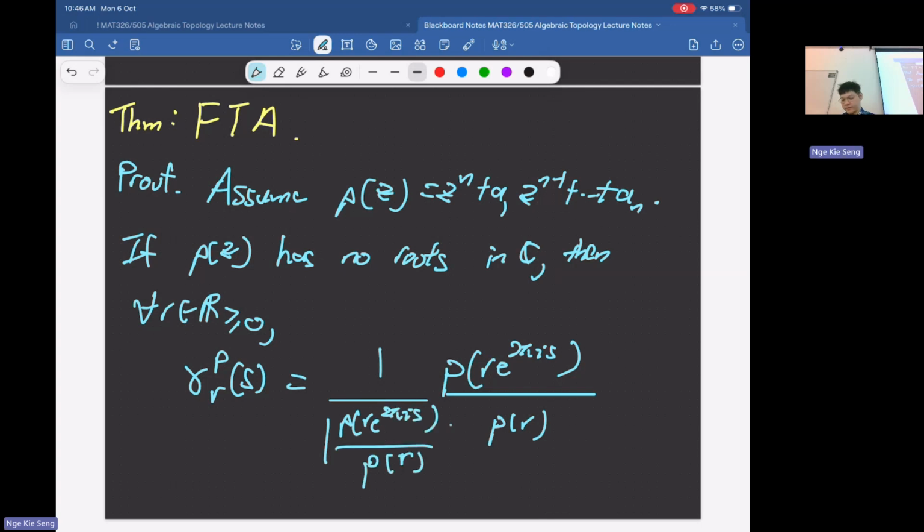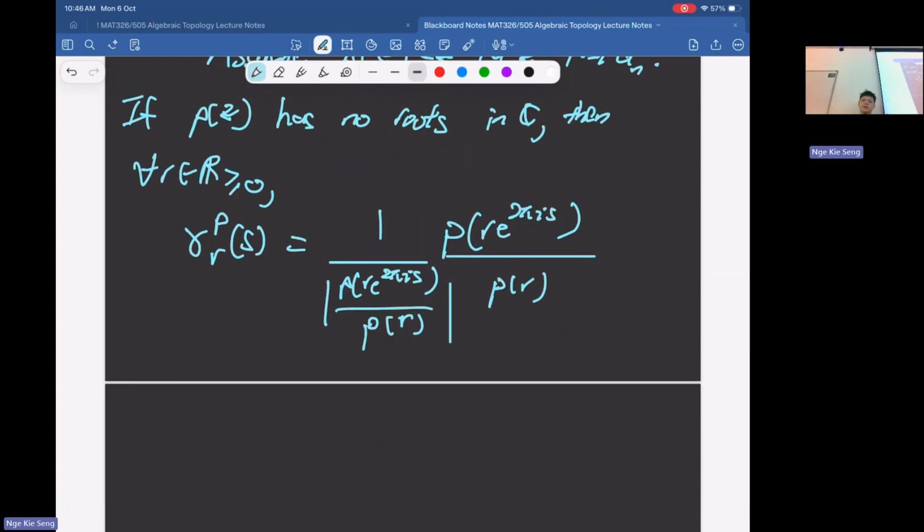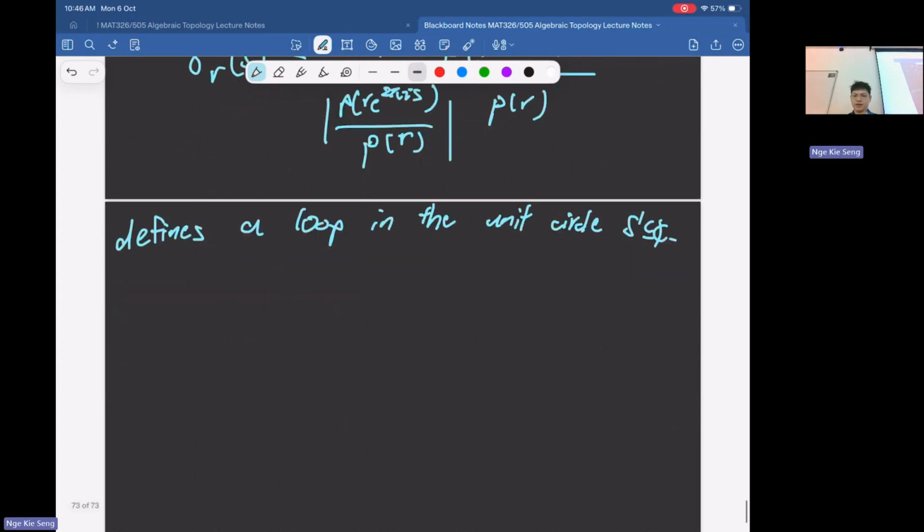Actually S1 is pretty important for you guys, because in functional analysis they like to study functions on circles. After you go from real numbers, maybe the next easiest thing is the circle. So this actually defines a loop in S1. Can you verify or not? If you put s equals 0, put s equals 1, what do you get? All right. So in particular, this is based at 1.